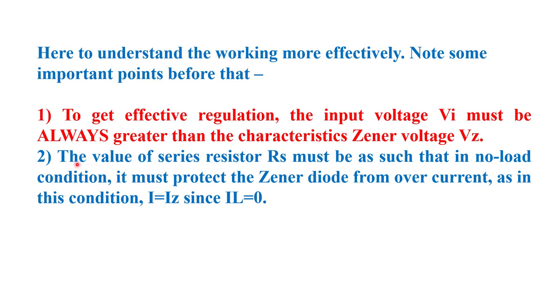If this condition is satisfied, we get effective voltage regulation. The next condition is the value of series resistance Rs must be selected in such a way that it protects the Zener diode from overcurrent. As in this condition, I equal to Iz, since IL equal to 0, it means no load condition. Or we can say that in low load condition, IL equal to 0, I equal to Iz. For effective voltage regulation, these two conditions must be satisfied.